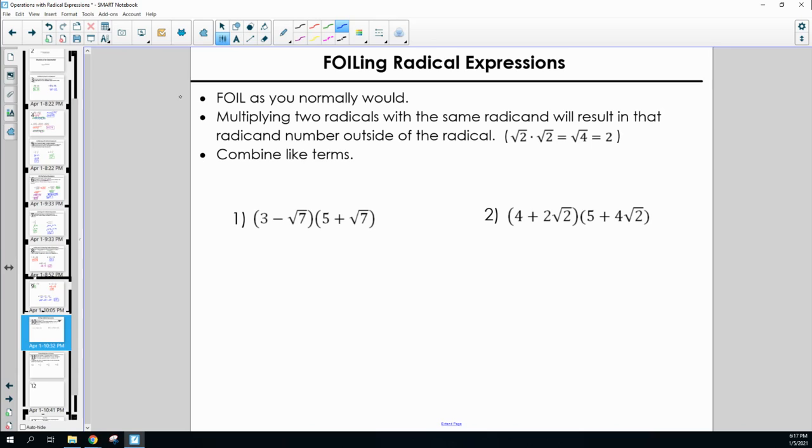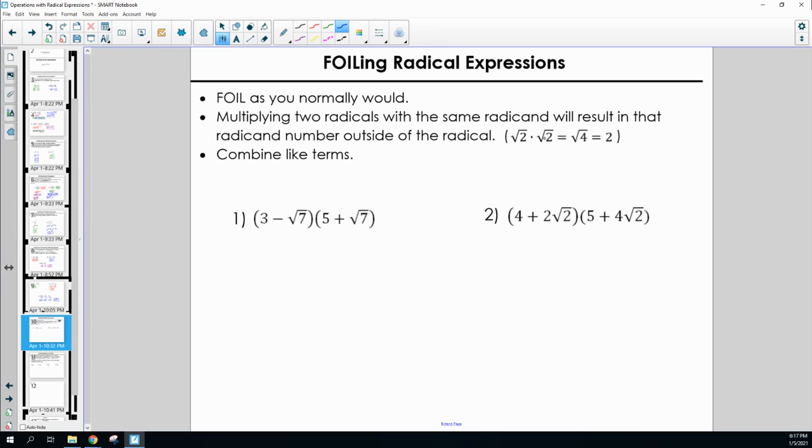Foiling radical expressions involves foiling as you normally would. When you multiply two radicals with the same radicand, that will result in the radicand number outside of the radical. So for instance, the square root of 2 times the square root of 2, because they're the same number, the shortcut would be just 2 outside of the radical. It's 2 because we get the square root of 4 since we multiplied 2 times 2, and the square root of 4 is a perfect square. So we can kind of cut out the middle step.